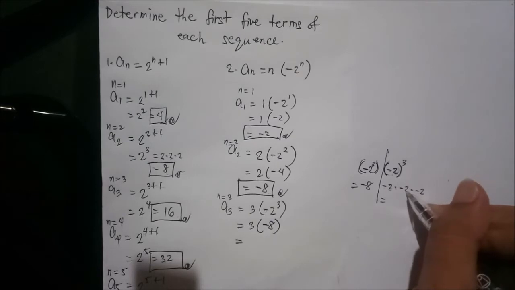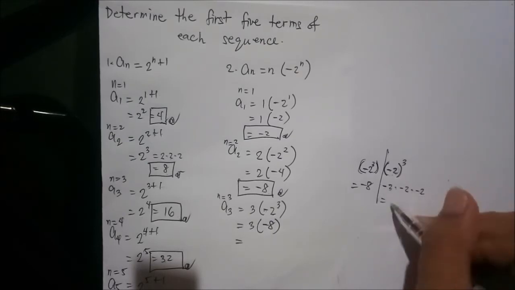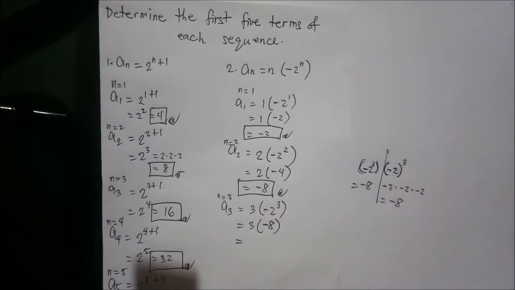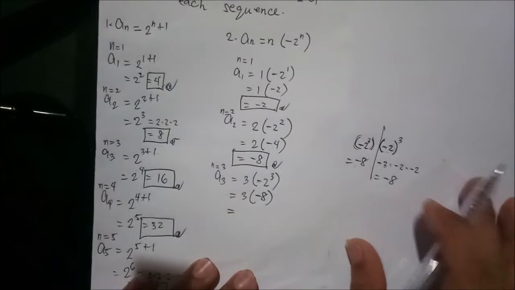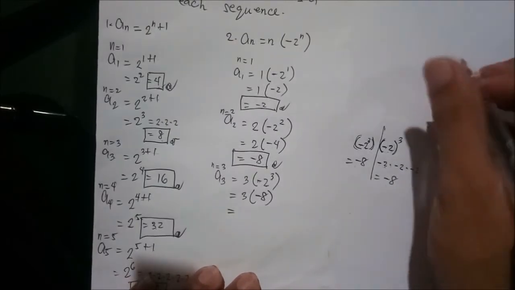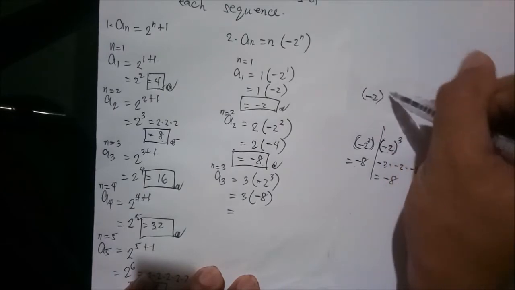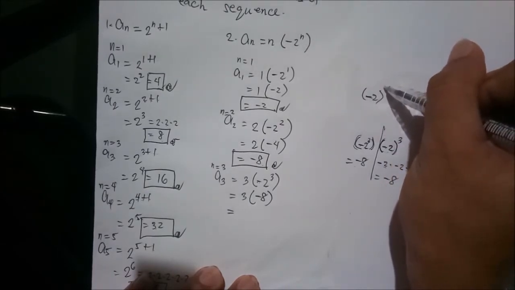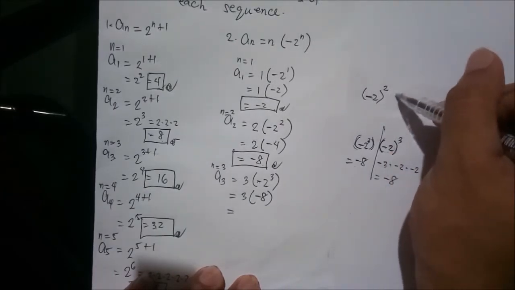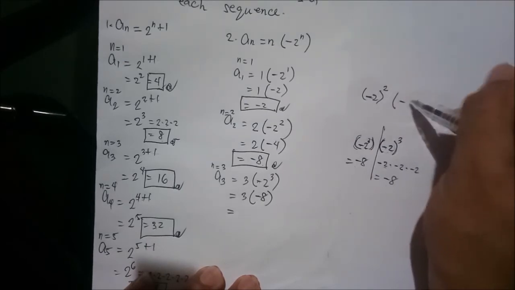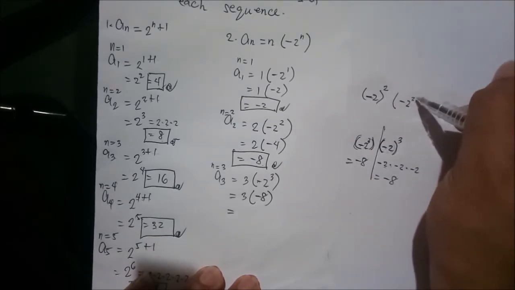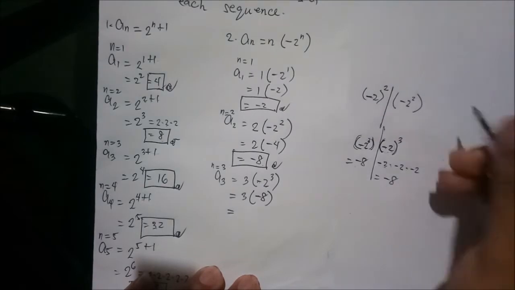Negative 2 times negative 2 is positive 4. Positive 4 times negative 2 equals negative 8 again. So it has the same. How about negative 2 to the power of 2 compared to (negative 2) to the power of 2? So what is the difference?